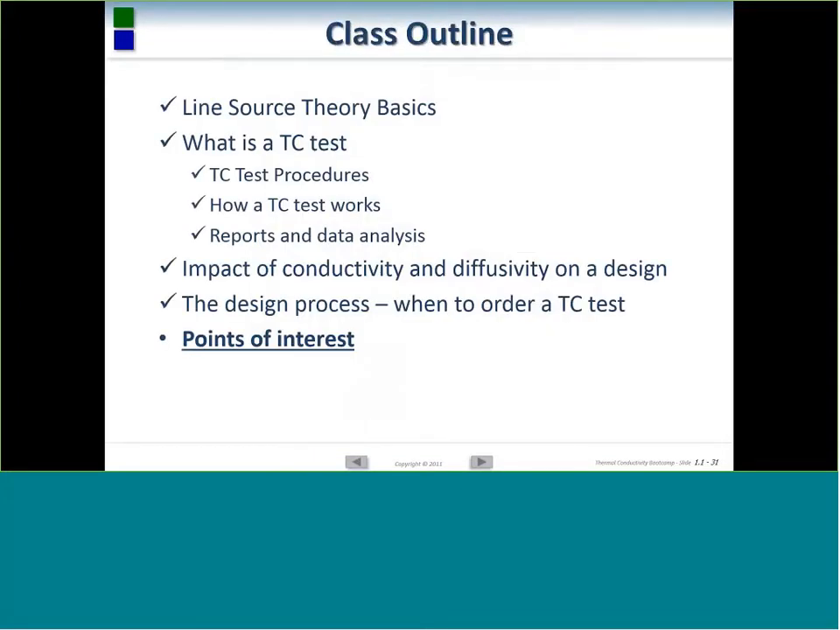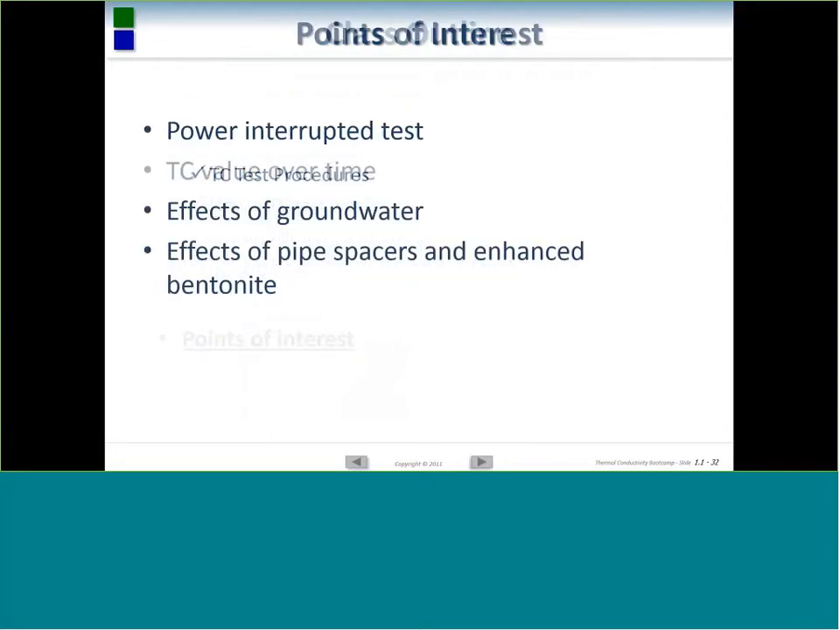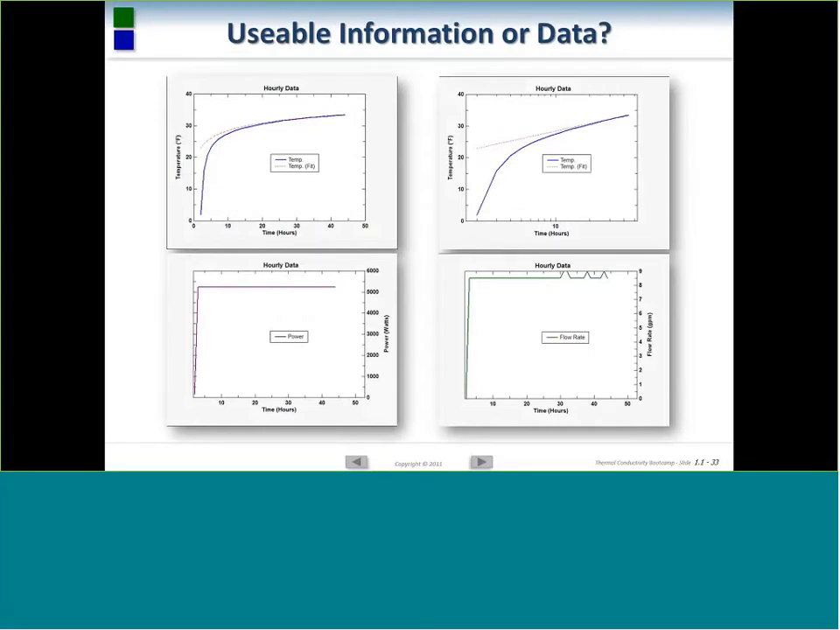Okay, we'll cover a few points of interest here. The first thing we're going to look at is the data analysis and spotting bad data. At Precision Geothermal, we spend quite a bit of time looking at people's data and trying to figure out what happened, what went wrong. Can we use this data? What parts can we use and what parts can't?